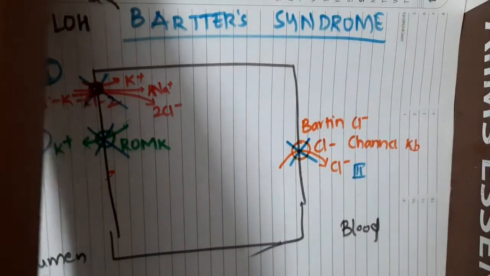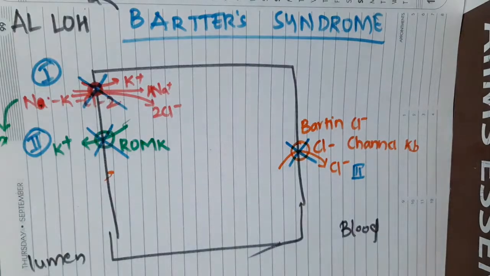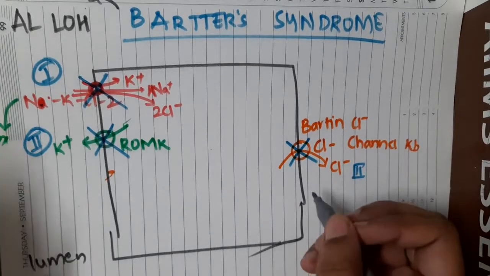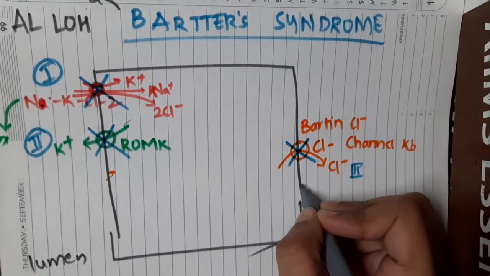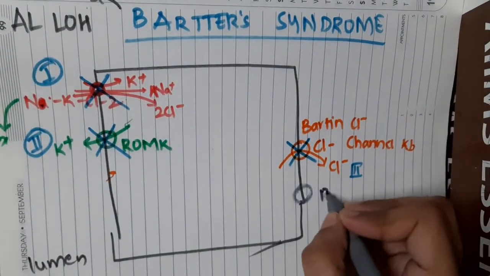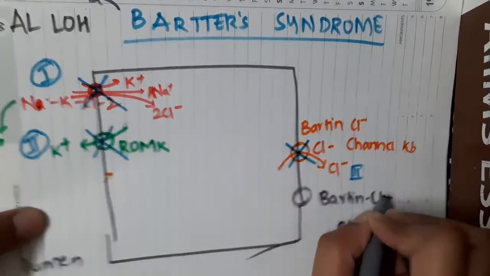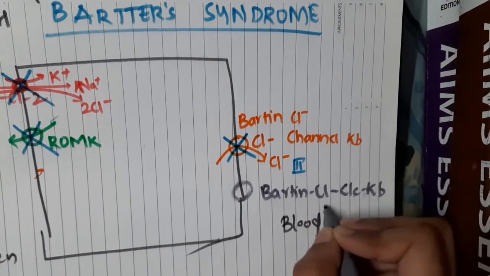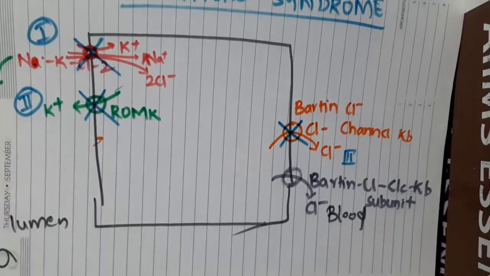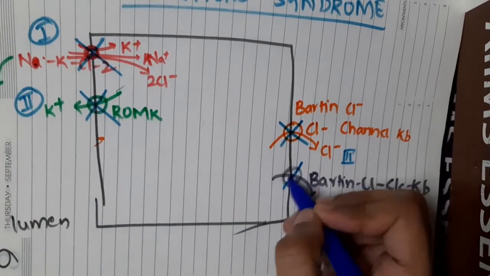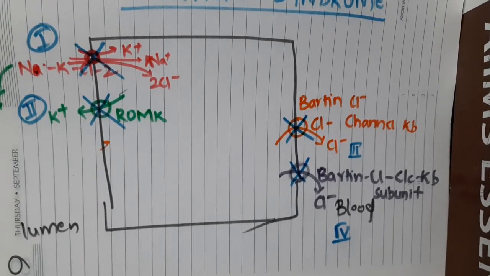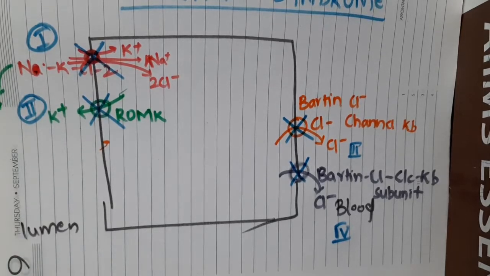Then we have the 4th type of Bartter syndrome, which is again on the basolateral side, where this is also a type of chloride channel, here it is the Barttin subunit of the ClC-Kb channel. Even this helps in reabsorption of chloride. Whenever there is a defect in this reabsorption of chloride, this will result in type 4 Bartter syndrome. Then we have type 5 Bartter syndrome.